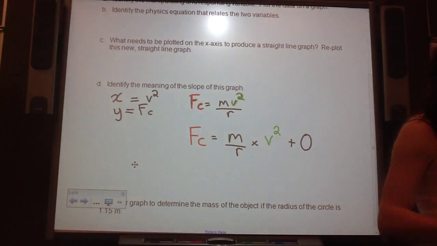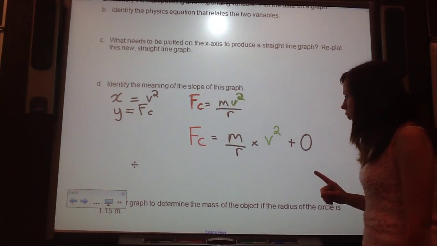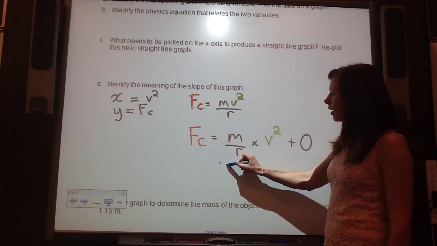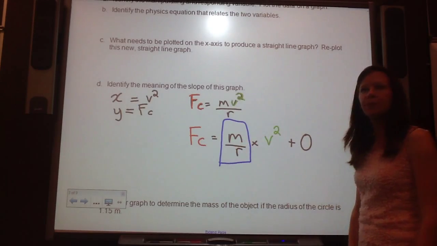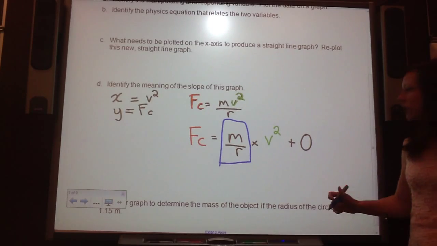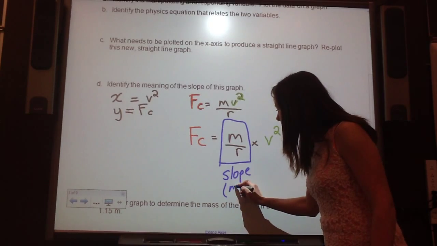Then the last step said, any variables left in the equation that have not been accounted for as either x, y, or y-intercept are grouped together to form the slope. So I think, okay, this has been accounted for, this has been accounted for, all that is left is this. So those variables represent slope. Okay? So this is slope, or we could say that's m.